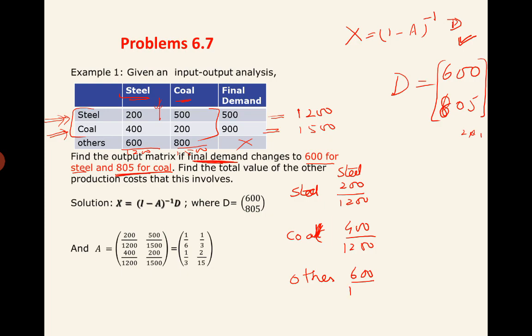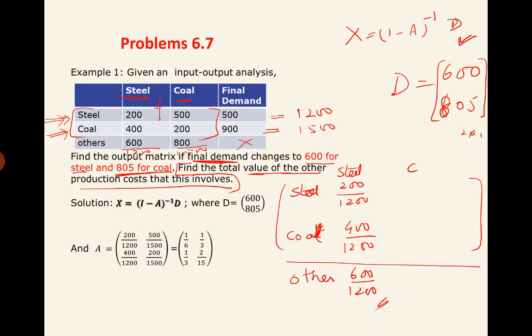600 divided by 1200. As the question asks for the total value of other production cost, we need to find the ratio for the other sector as well. Otherwise we need only the 2 by 2 matrix of steel and coal. Actually, this table is a production cost table. Let's do it for coal as well.